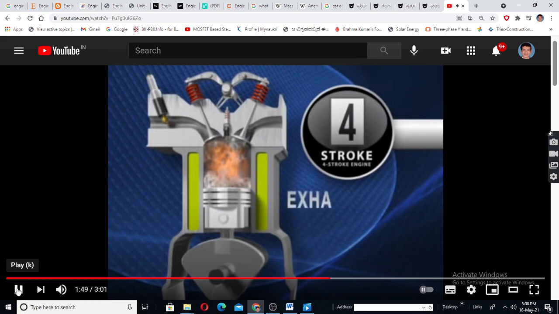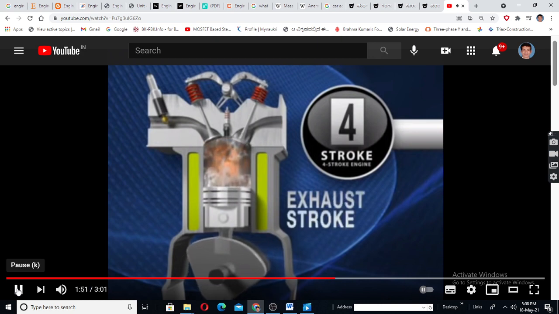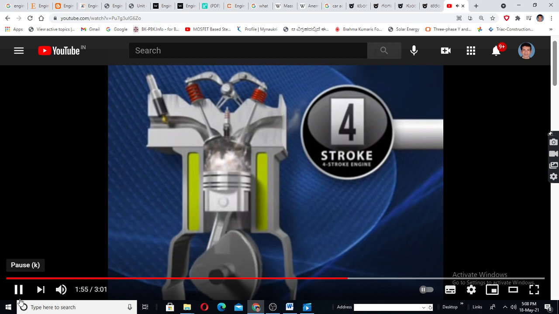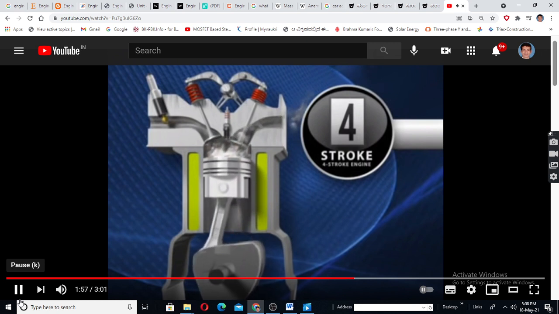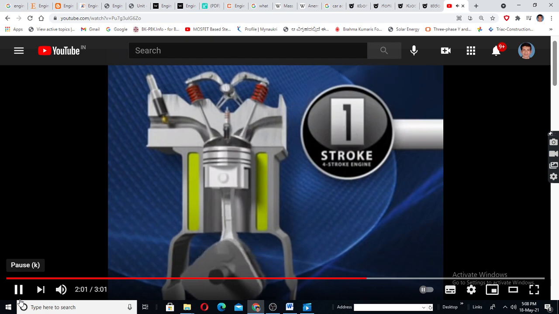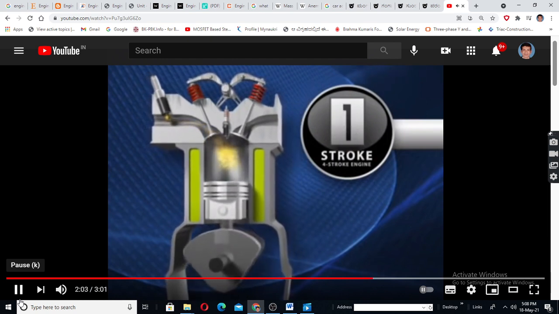The combustion stroke is also called the power stroke. The intake stroke is also called the suction stroke. The fourth stroke is the exhaust stroke. As the piston travels upward, the exhaust valve opens to release the burned air-fuel mixture. When the piston reaches the top of this stroke, the intake valve opens and the cycle begins all over again.